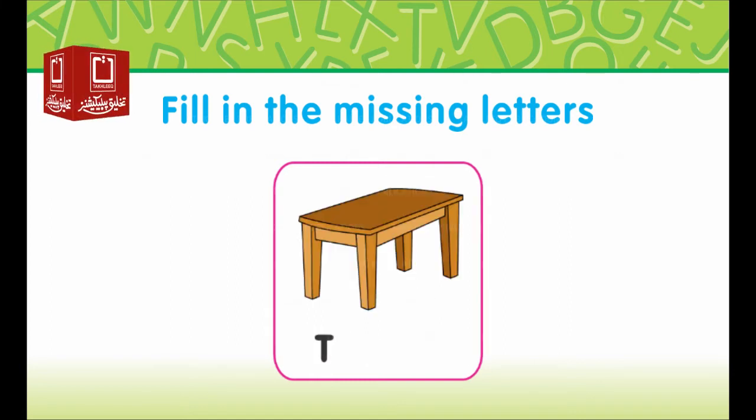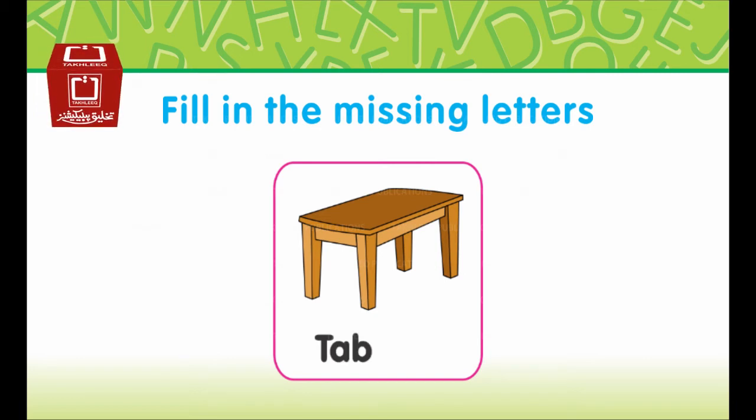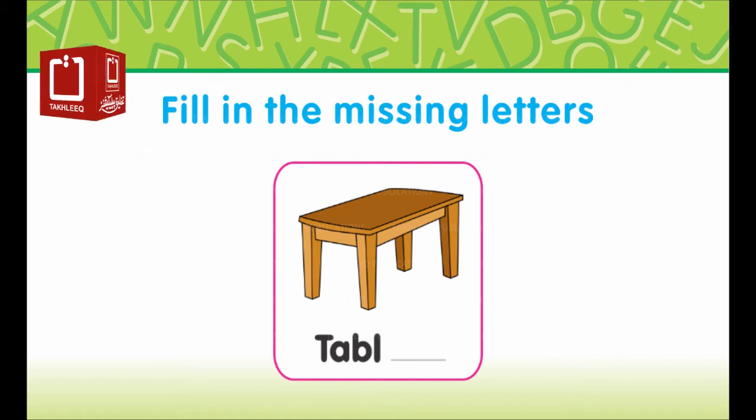Here we see the picture of a table. Here is written T A B L dash. The spellings of table are T A B L E. Table. Here letter E is missed, so we write here E.